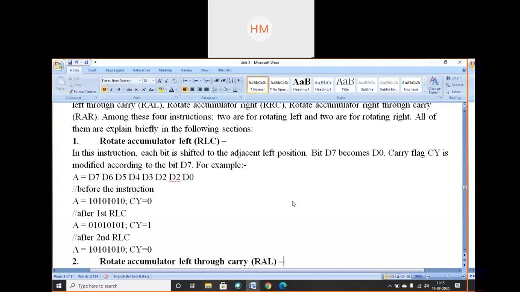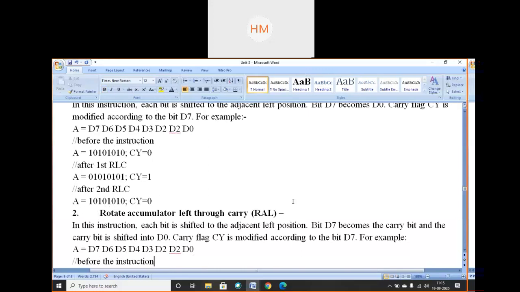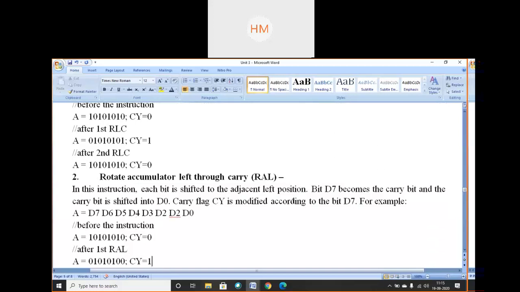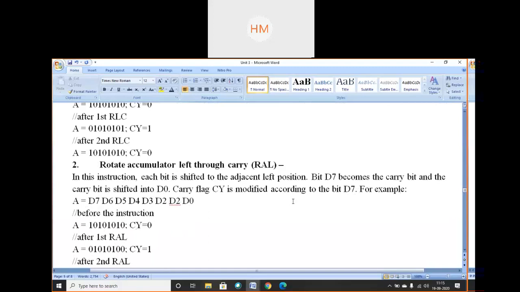So next, rotate accumulator. See why we are discussing this: because in writing the program, you should know what contents will be changed and what will be the carry flag status. That's why we are discussing it thoroughly, as you don't have lab sessions. You are just having theory classes. Okay?